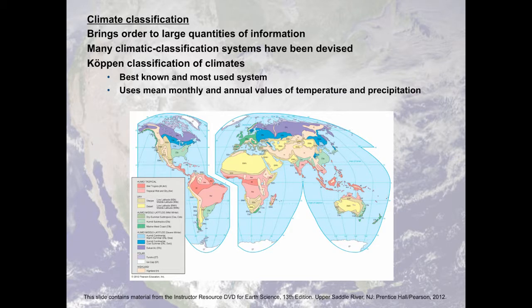When scientists talk about climate, they need to set up a vocabulary. It's a system of description for the various climate systems that exist. These distinctions are useful, but like all vocabularies, there are always going to be exceptions and variations to each set of rules. But the Köppen classification system for climates brings order to large quantities of information, and it's the best known of the climate classification systems. It is based on mean monthly and annual values of temperature and precipitation to delineate various climatologies around the world.